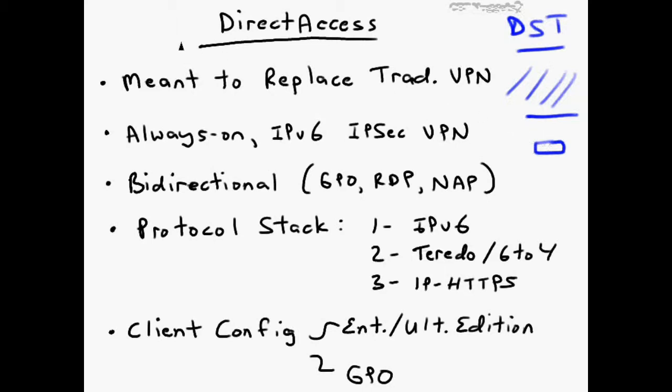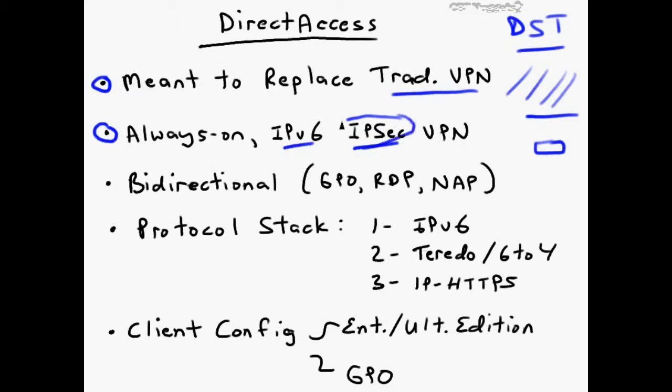Now, direct access is meant to address the complexity of VPN setup and maintenance, and I believe Microsoft intends direct access to replace the traditional VPN links in terms of Windows VPN access. Direct access is an always-on IPv6-based IPsec VPN, and you remember the glitch I made in the previous slide. IPsec is an encryption protocol. It's actually a lot more.